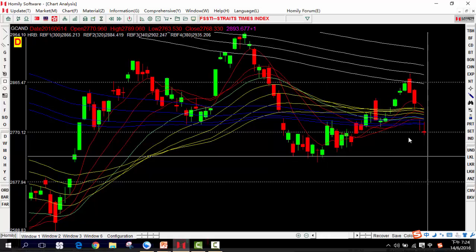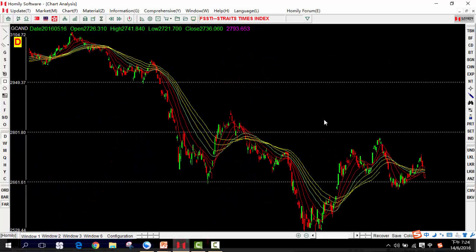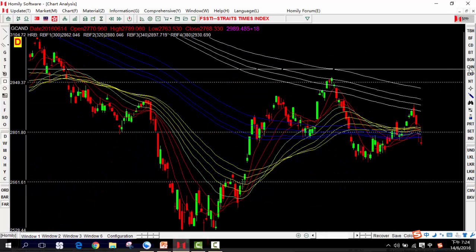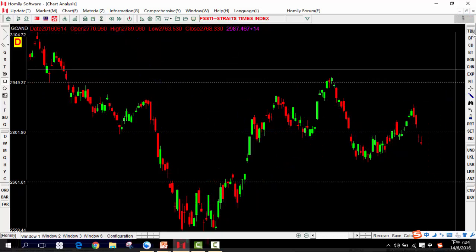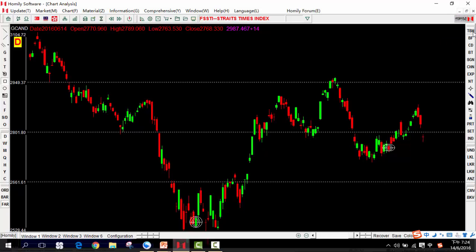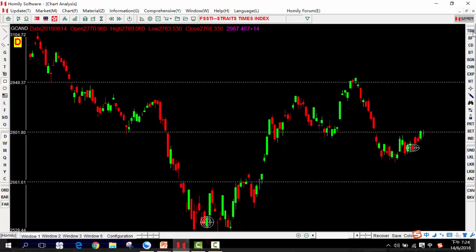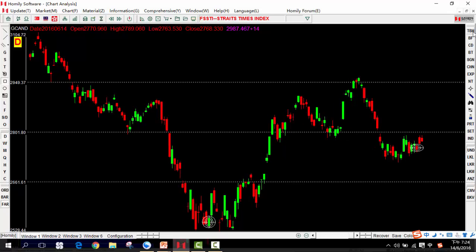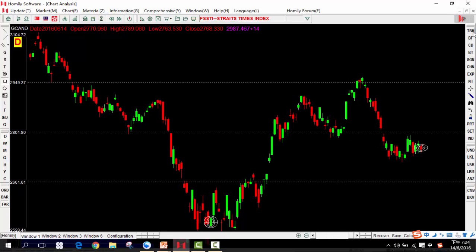Okay, so this is the market. We should pay more attention here. Then we can see the next one. This one is the time black hole. The time black hole can help us to judge the turning point. Where is the turning point? So we see here, this is the turning point, right? If the time black hole appears, that is to say this is the turning point.